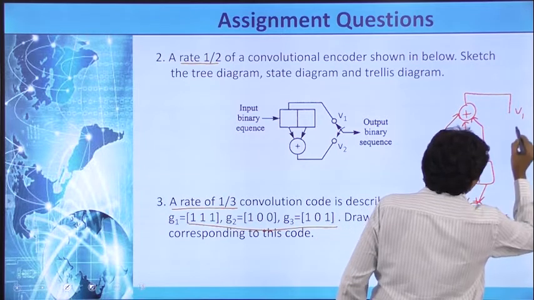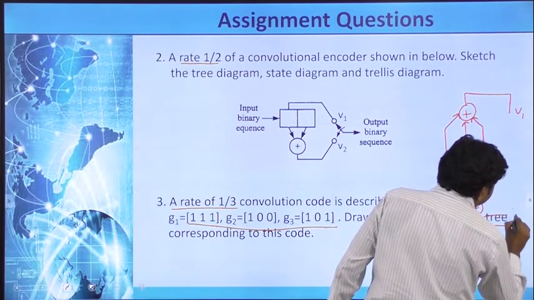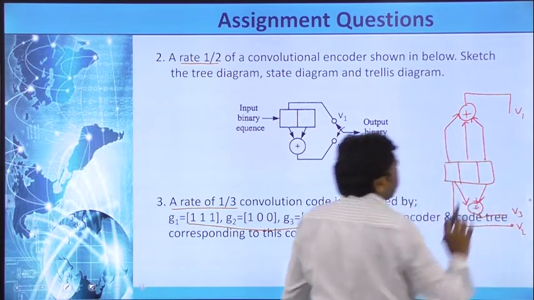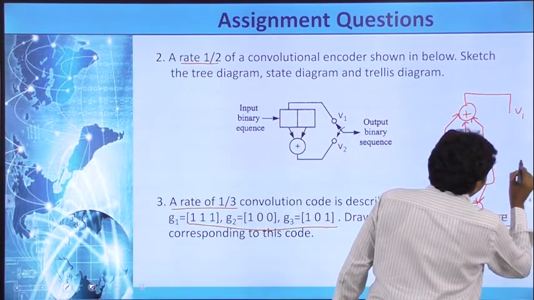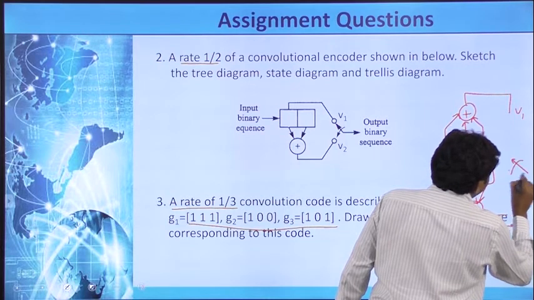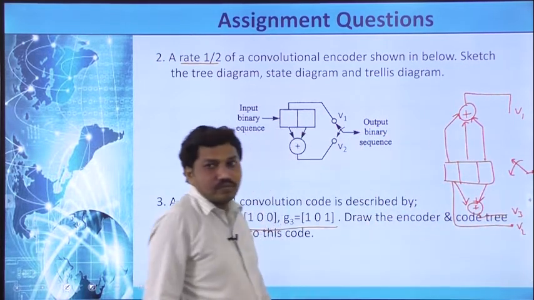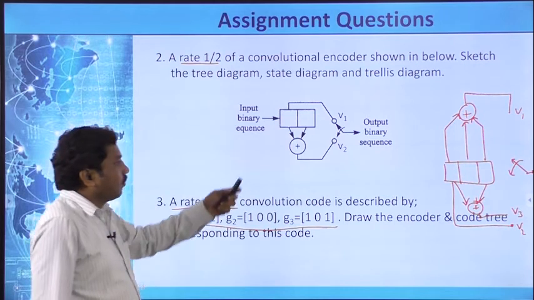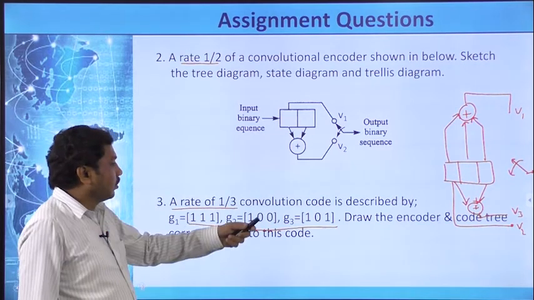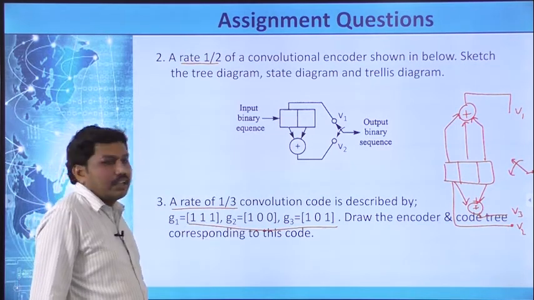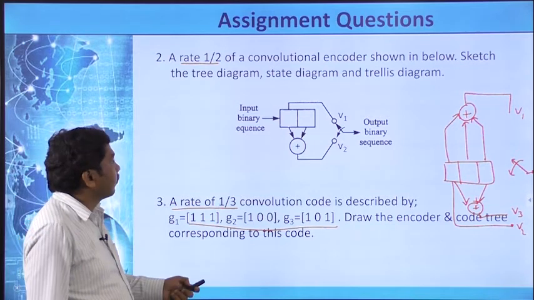So this is V1. So this one is some V2. This one is some V3. So that is the convolution encoder. This is the output. So for that convolution encoder, draw the code tree corresponding to this code.